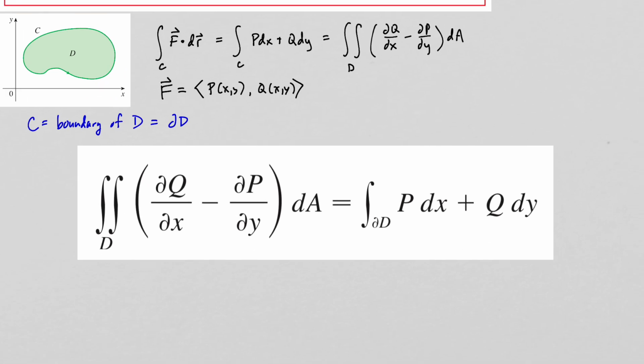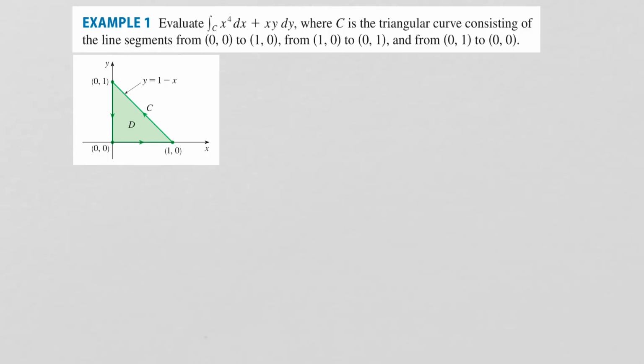Now, what's interesting about this, however, is that when we use Green's theorem, we typically do not use the theorem in this direction. In other words, we aren't going to be changing a double integral into a single integral. Rather, we primarily use the theorem in this direction. So we'll be changing the single integral into a double integral. So let's consider this first example.